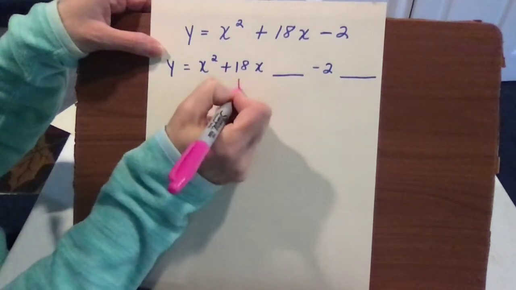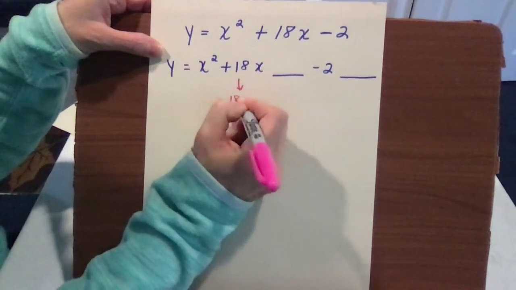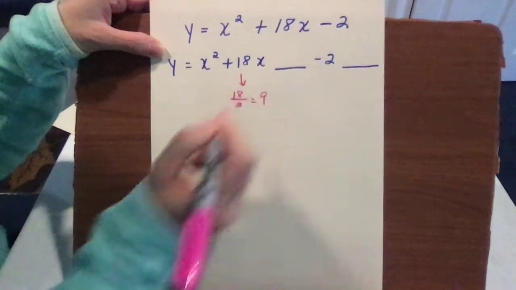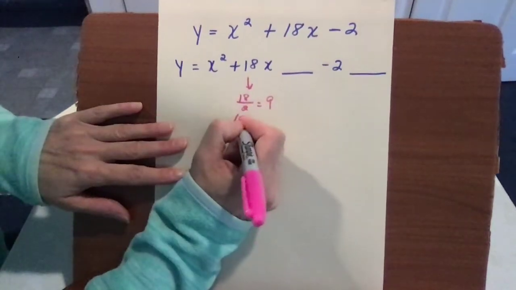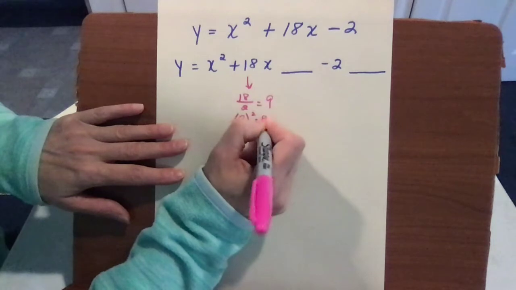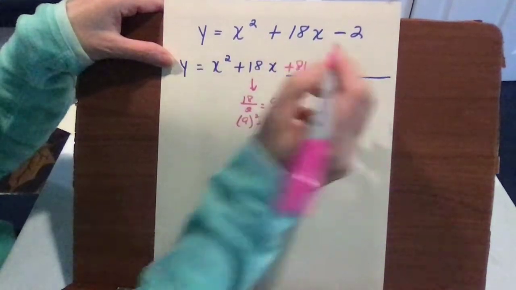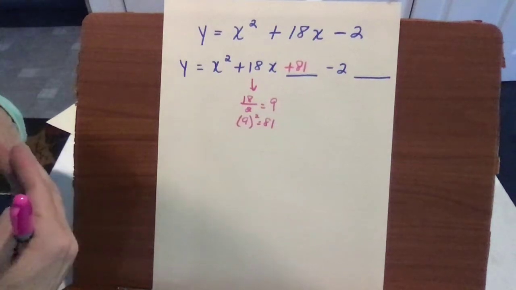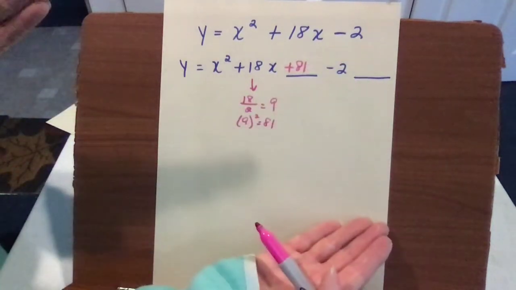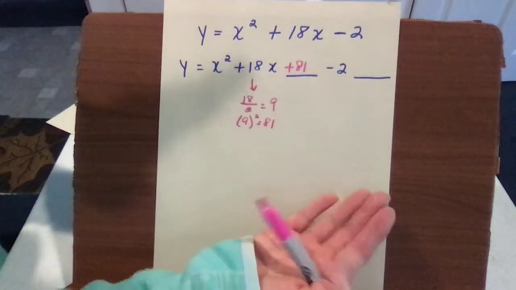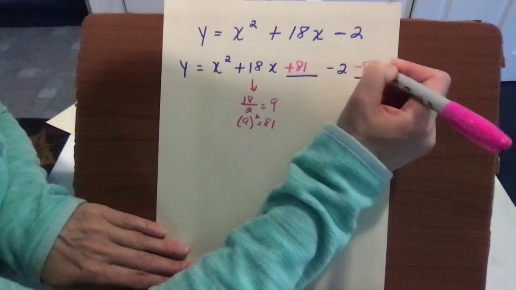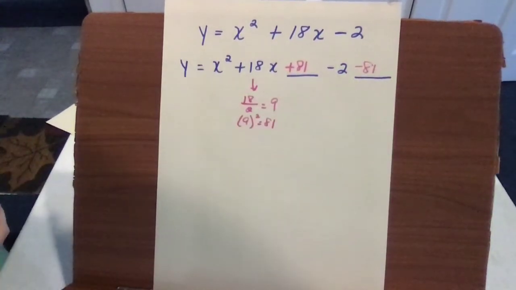So we're going to take our 18, divide by 2, and we're going to get 9. We're going to take our 9 and square it, and we're going to get 81. So we're going to add 81 here, but again, to keep the balance of the equation, we just added 81 to this side, so the scale is off. So we're going to take away 81 on that same side.